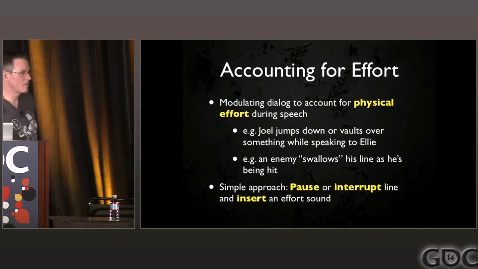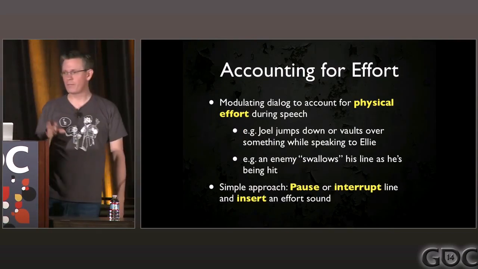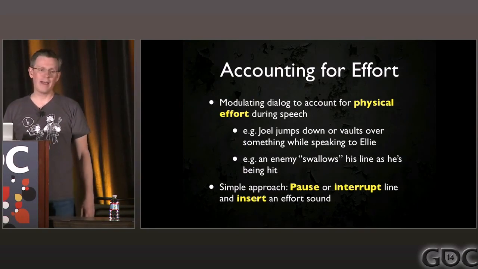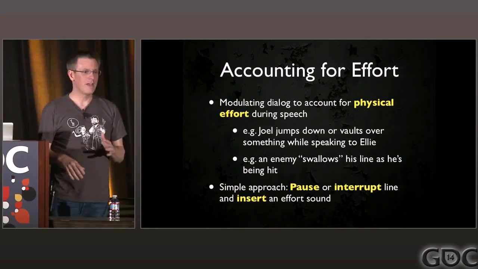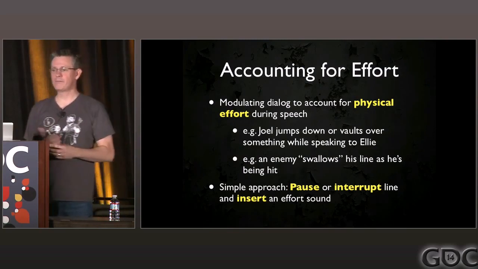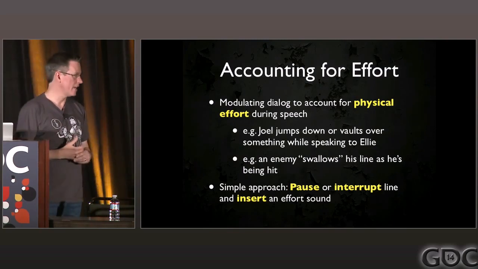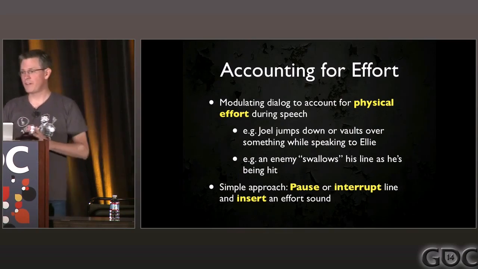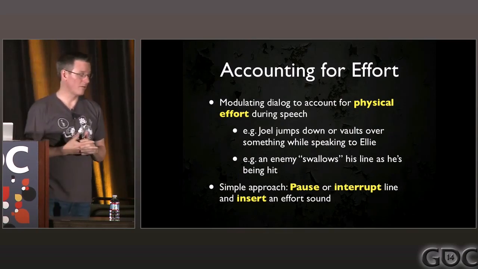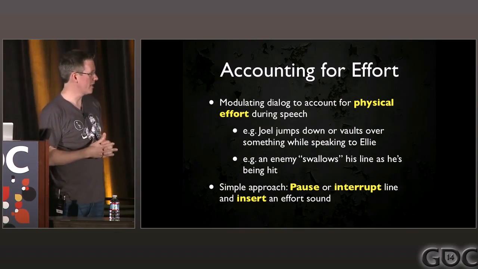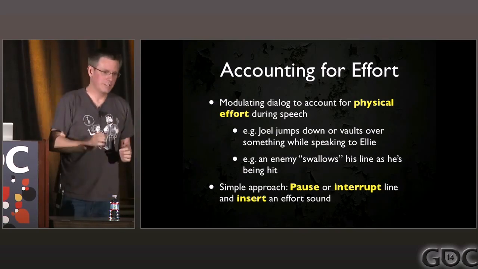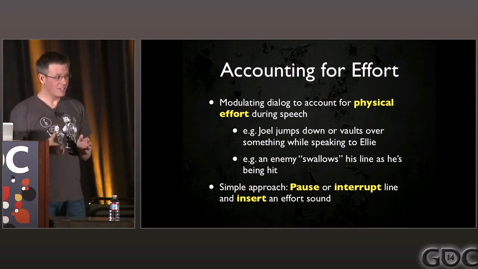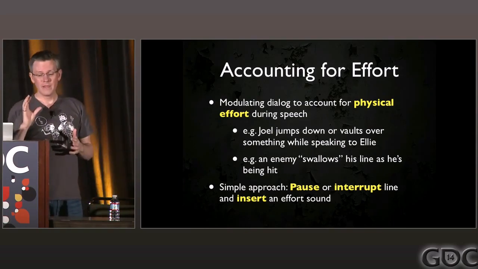I'd really like to explore accounting for efforts. So one of the places where our dialogue system does break down is when, let's say, Joel is saying something interesting and then he jumps over something, but he continues to talk as if he's standing there perfectly without exerting any effort. This is a really tough nut to crack. I admit that I don't have a really great answer for it right now. I mean, you could, for example, just interrupt the line, inject a little grunt as he's jumping over, and then continue it, excuse me, or something like that.